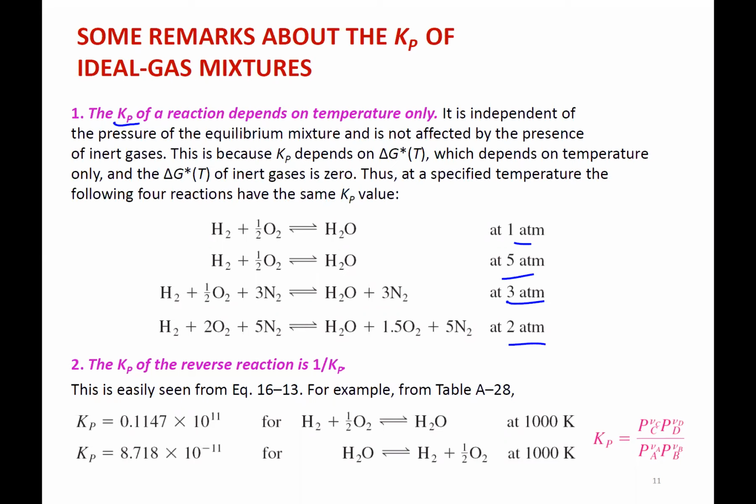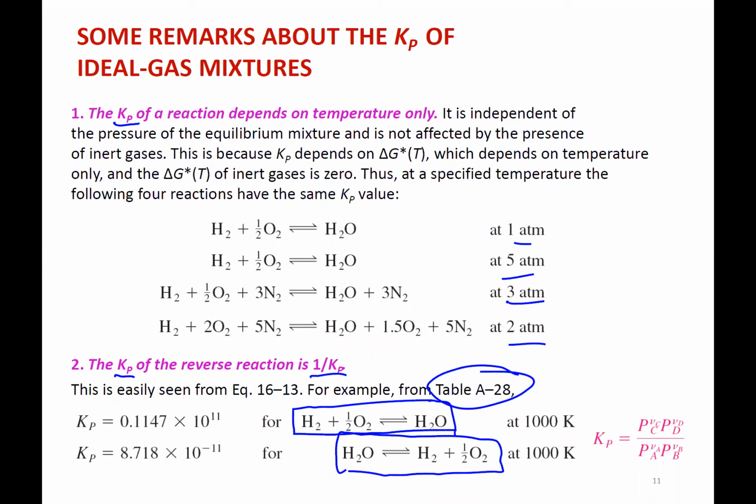The other thing is remembering how we got Kp. If the back of the book has the reaction set up like this, and that's what it does, H2O breaking up into hydrogen and oxygen in table A28, and you set it up like this, the Kp actually changes, and it's 1 over Kp. So be very careful. Either set up your reaction exactly like what you have in table A28, or know the differences.